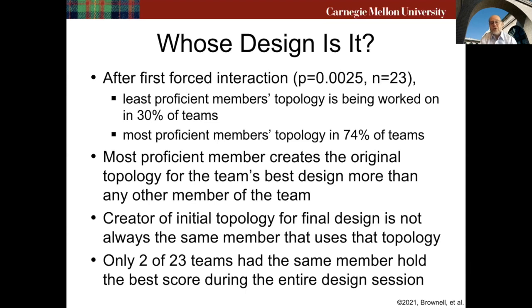The most proficient member creates the original topology for the team's best design more than any other member. But the creator of that initial topology for the final design is not always the same member that uses that topology. So a most proficient member is potentially generating topologies, and others are taking them and building on them, and that might lead to the best final design. As a matter of fact, in only two of 23 teams did the same member hold the best score during the entire design session. So what we're seeing is that this most proficient member is quite influential in terms of the designs they're creating, but it isn't that they're just creating the design themselves.